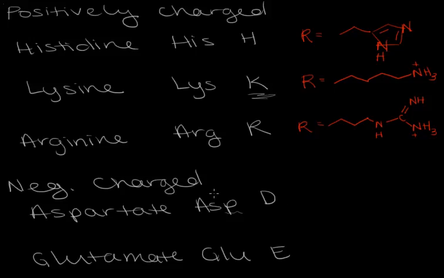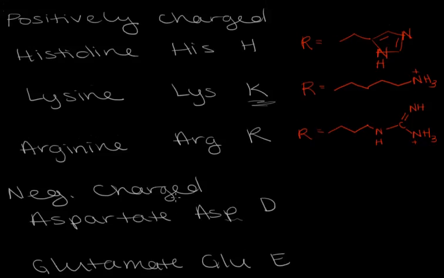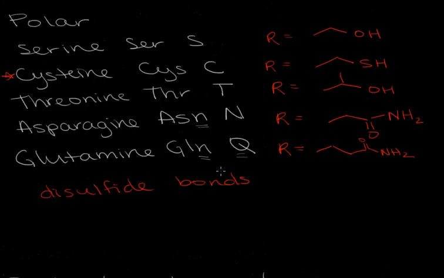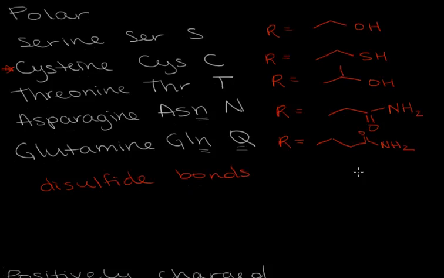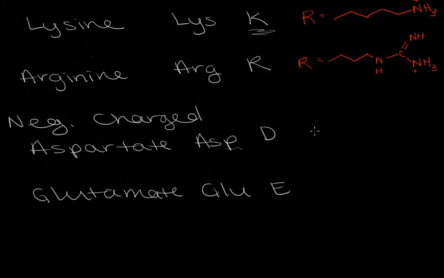Okay, and then on to the negatively charged. You're going to notice that the aspartate and the glutamate have the same number of carbons in general structure as asparagine and glutamine, except instead of these NH2s, they're going to have OHs. So they're really, really similar. So R, double bond O, O minus. Glutamate has one more. One, two, O, O minus.